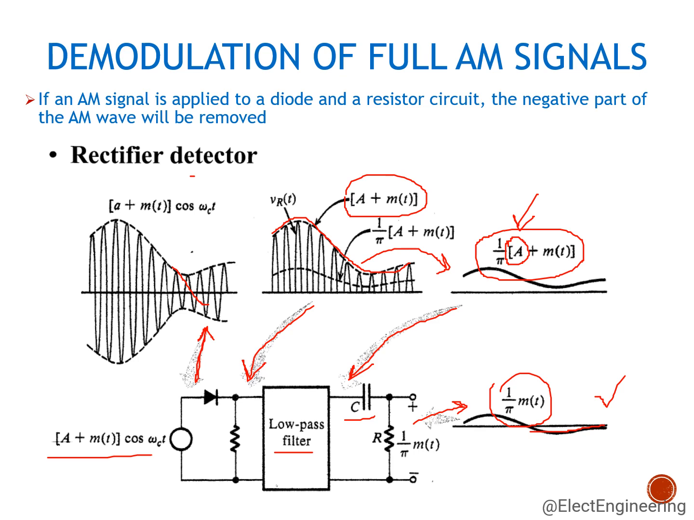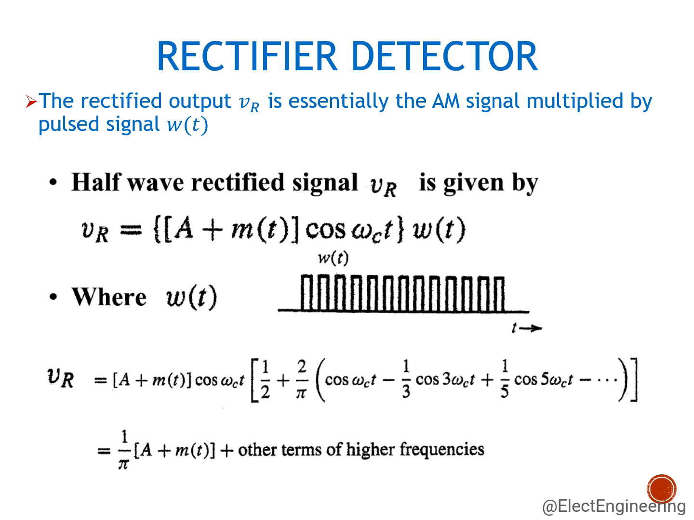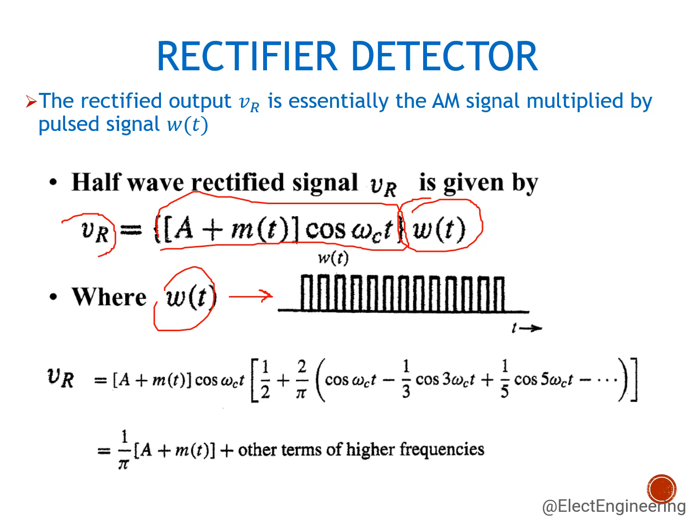Right, so this technique is called the rectifier detector technique. Effectively what it means is that through the rectifier detector technique, we are multiplying the AM signal, which is this one, with a series of rectangular pulses. As you can see, this w(t) represents the rectangular pulses here. So a periodic pulsed signal is being multiplied with the full AM signal. So this is the voltage across the resistor, VR.